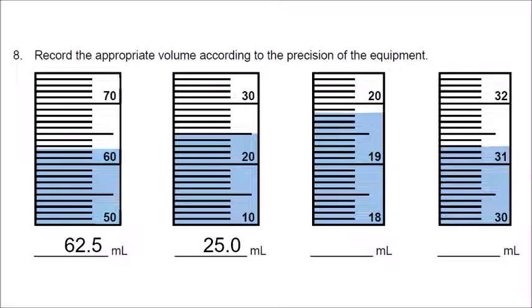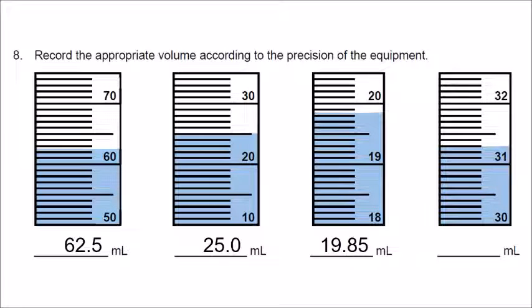The next piece of equipment is more precise. Every line is worth 1/10 of a milliliter. Therefore, we estimate to the 100th place. So 2 decimal places in our answer. The measurement is between 19.8 and 19.9. So I estimated 19.85. You might have said 19.84. That's fine. But the final digit is in the 100th place.